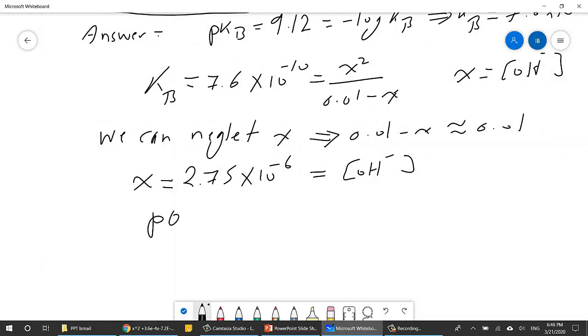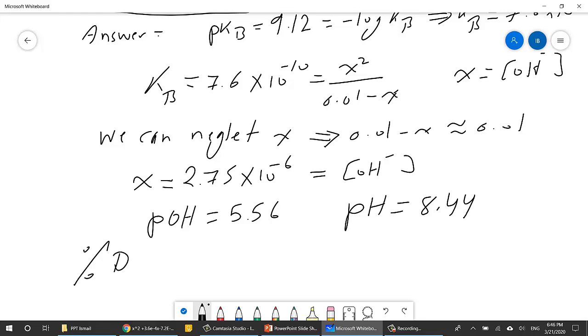pOH is equal to minus log of this number, and you will find it to be 5.56. It's a base, so the pH should be more than 7. So pH is 14 minus that number, and it will be 8.44. But the question is not actually asking about the pH, it's asking about the percent dissociation.